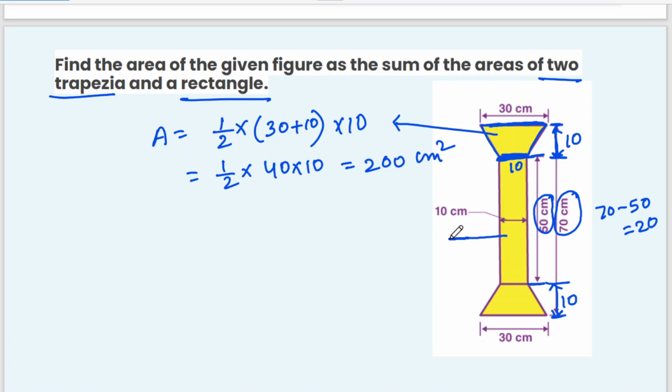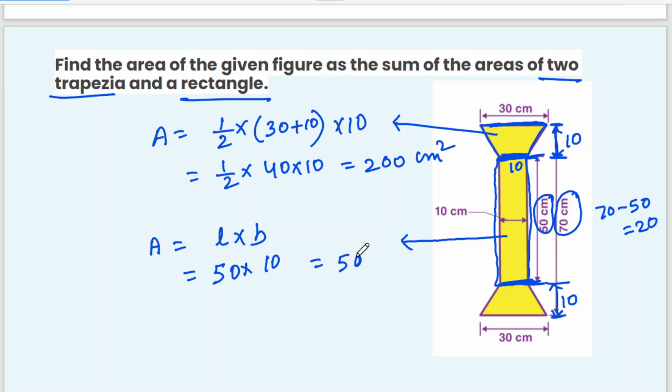Now let us find the area of rectangle. So what is the area of rectangle? We know this is length into breadth. So how much is the length? See, from here to here it is 50 units. Okay, take this rectangle. This is your rectangle, sorry, not triangle. So its length is 50 units and breadth is given as 10 units. So it is 10. So you will get it as 500 centimeter square.